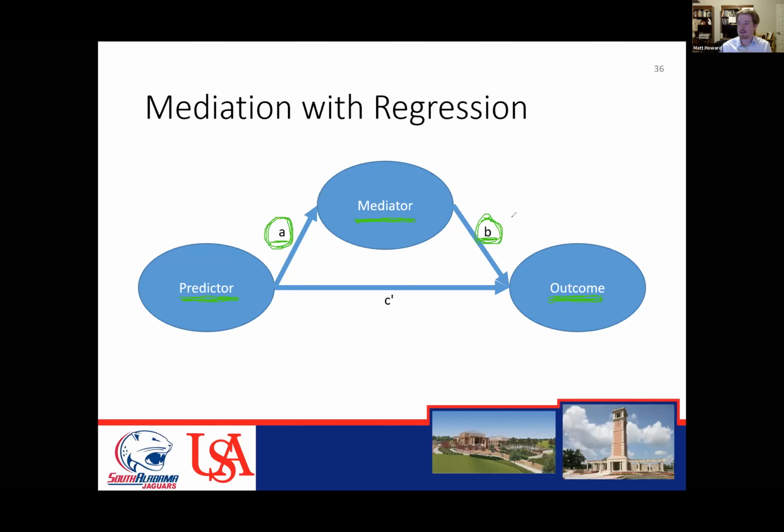And that's why when you're doing Sobel testing, as you'll see in the guide, you have to take your regression coefficients, which is your beta and your standard error, and put them into a calculator. So you put in the unstandardized beta and the standard error associated with A and B, but it's pretty much looking at the effect of A times B, just with a little bit more calculations behind the scenes. Likewise, bootstrapping does the same thing, A times B, but with a lot more complicated calculations. Just know in general, the effect of A times B is your indirect effect.